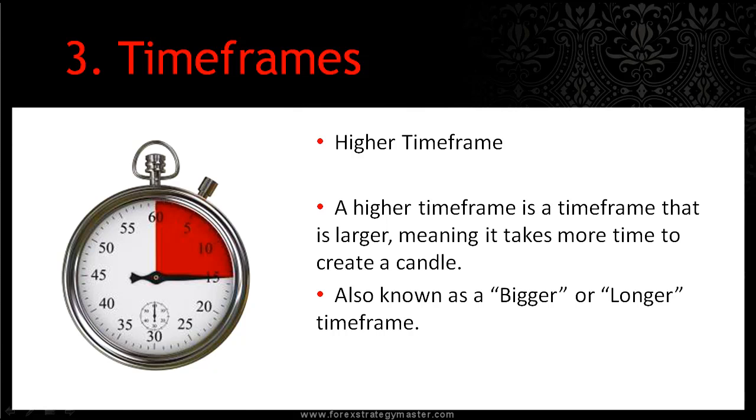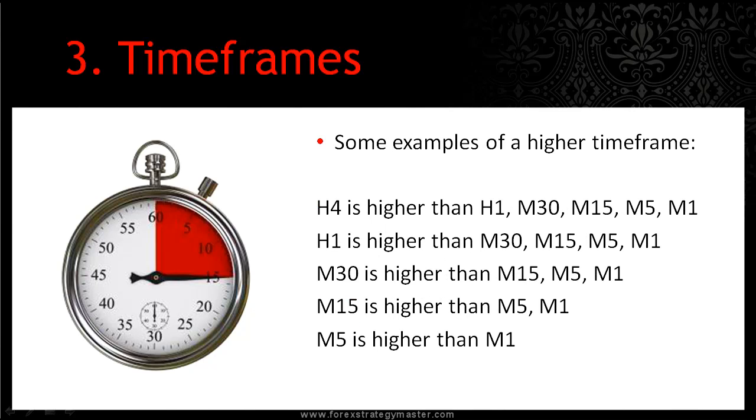A higher time frame is a time frame that is larger, meaning it takes more time to create a candle. This is also known as a bigger or a longer time frame. A 1 hour time frame is a higher time frame than the 15-minute time frame. Some examples of a higher time frame: a 4 hour is higher than a 1 hour or a 30-minute or a 15-minute. A 1 hour is higher than a 30-minute or a 15-minute.